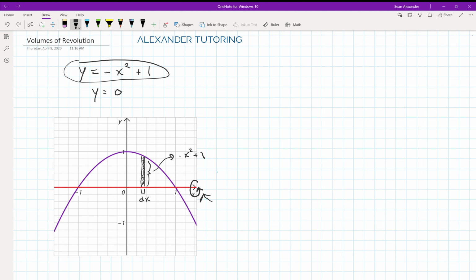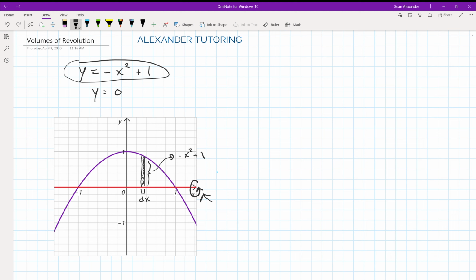Again, this is great for visual learners. What I want you to do is imagine in your mind, see that strip? Imagine what would happen if we rotated that strip around the x-axis. If that little strip did a 360 around the x-axis, what shape would it carve out? If you can imagine, it would actually be a disc. It would carve out a disc whose face would be a circle, and the thickness of that disc would be dx.